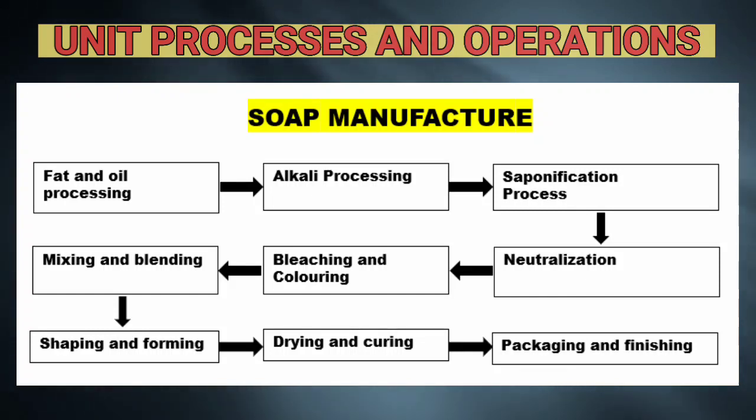So the first stage being the fat and oil processing. That is the first stage in the manufacture of soap. And the fat and oil processing has to do with crushing and grinding, then extraction using solvent extraction, then refining. Refining in this sense means either degumming or neutralization.